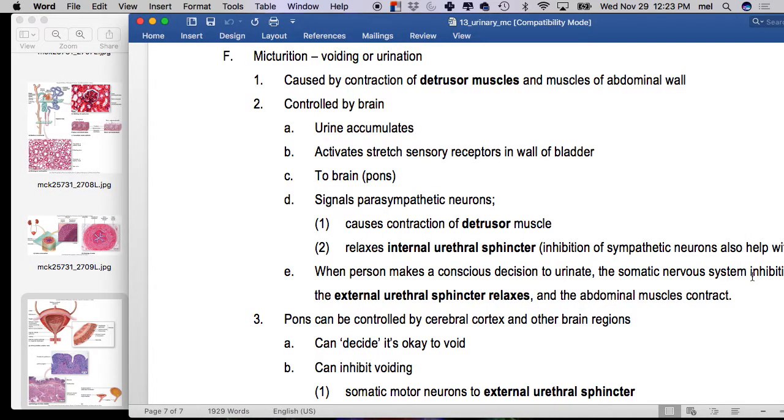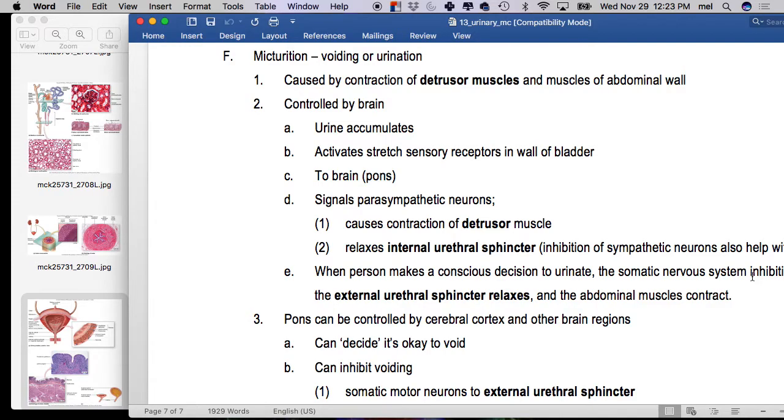So here it's controlled by the brain, but mostly not by the voluntary conscious portions of the brain. Here's what happens. As urine accumulates, it stretches the wall of the urinary bladder, and that sensory input goes to the brain, specifically to the pons. The pons is the part of the brain that controls urination. It sends a parasympathetic output to the detrusor muscles and the internal urethral sphincter, saying contract detrusor muscles, relax internal urethral sphincter.